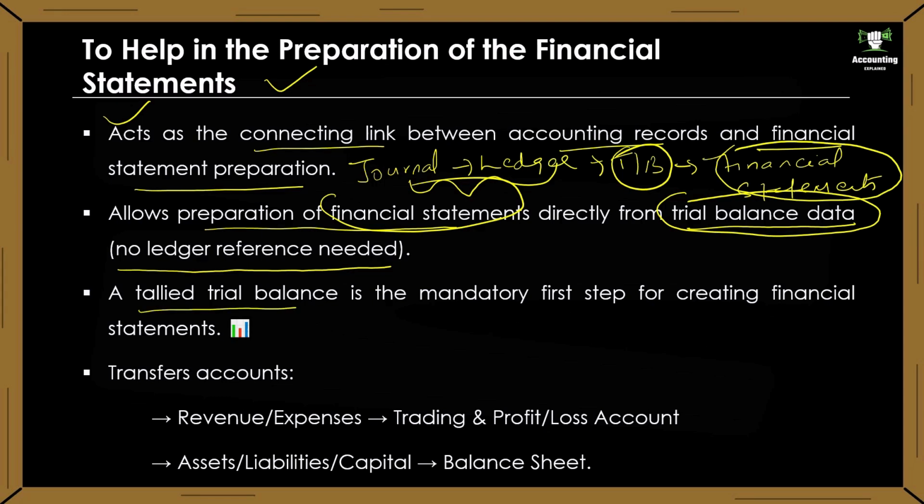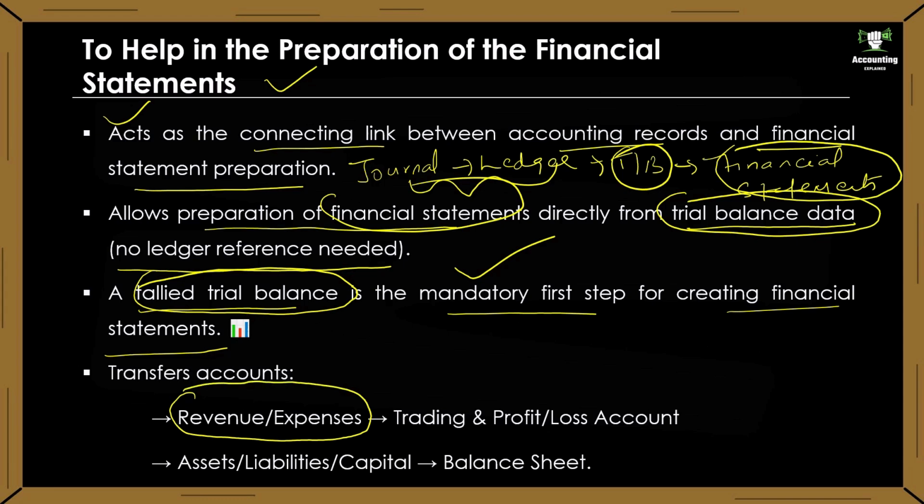A tallied trial balance is the mandatory first step for creating financial statements. If you want to prepare trading and profit and loss account and the balance sheet, first you should have a tallied trial balance, that is the mandatory first step. So, next point is, how do we transfer the balances of the trial balance to the financial statements? First, if the account type is revenue or expenses, then it will be transferred to the trading and profit and loss account. If the account type is asset, liabilities or capital, then it will be transferred to the balance sheet.